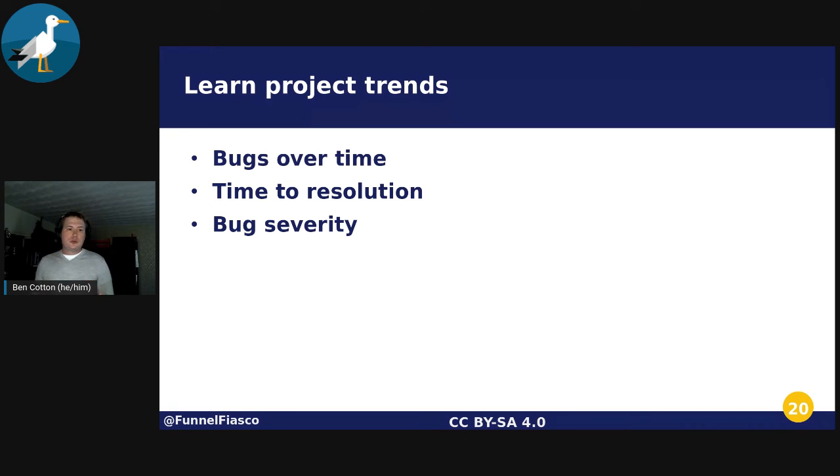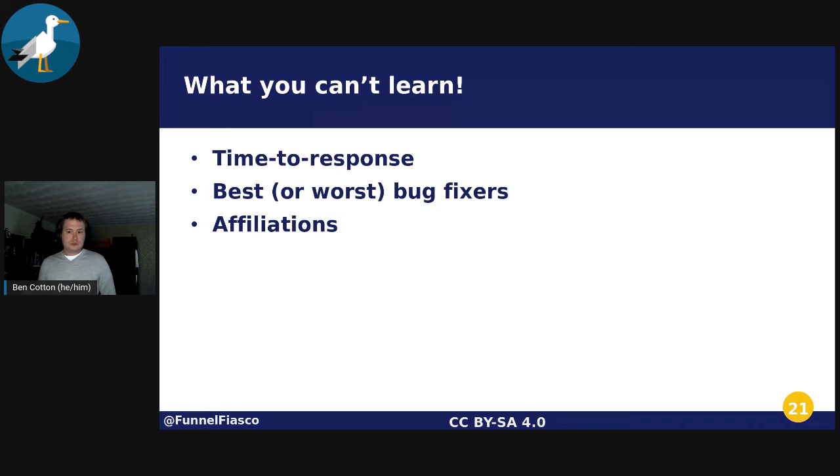And you can learn trends in your project, like, are the bugs increasing over time? Or is it increasing as fast as our community is? Are we fixing them better, faster or slower? Are the bugs getting more severe or less severe? Maybe we need to adjust QA procedures.